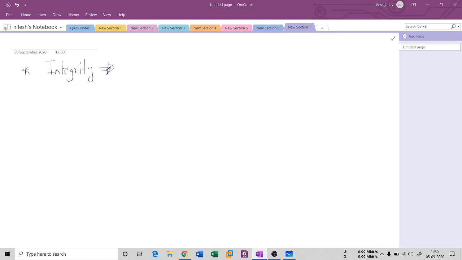So here I can simply write: only an authorized person can modify the data. So this is the thing. This is integrity. Now the last part is availability.